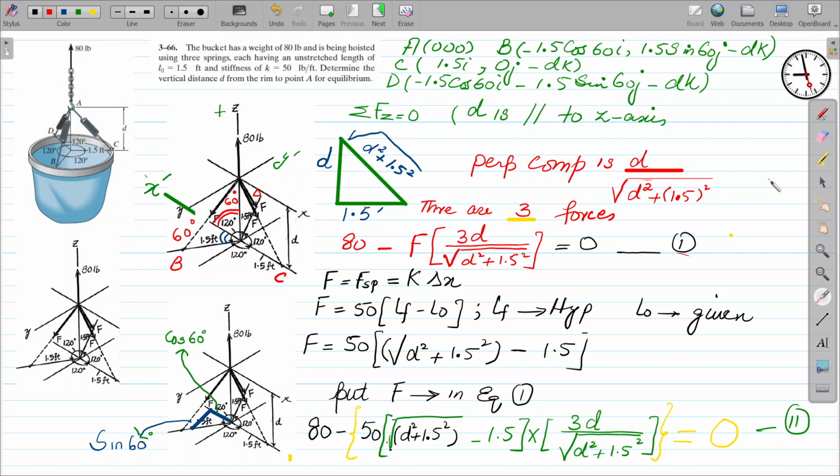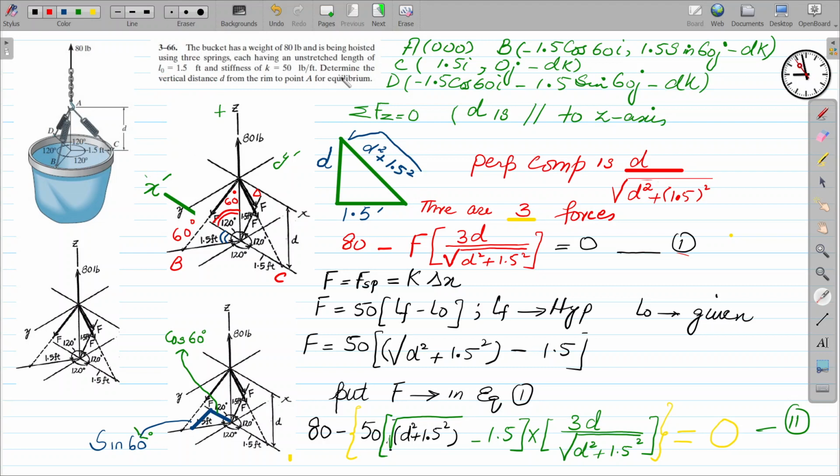Okay, so the problem at hand today is that we have a bucket that has a weight of 80 pounds acting in the direction of the positive z-axis, and there are three springs forming a ring at point A and being attached by means of a hook. The springs have a stiffness of 50 pounds per foot and they have an initial length of 1.5 feet.